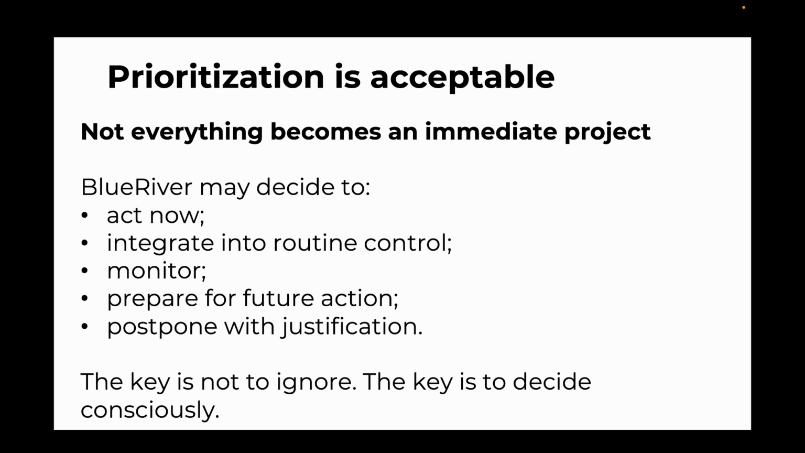The important point is this: prioritization is acceptable, but neglect is not. So, BlueRiver should be able to explain why it is acting now on some issues, why others are being monitored, and why some are being deferred. This makes the EMS more realistic and more credible. Instead of pretending that everything can be addressed at once, BlueRiver creates a deliberate portfolio of actions: immediate actions, routine controls, medium-term improvements, investment-dependent initiatives, and issues to revisit later.